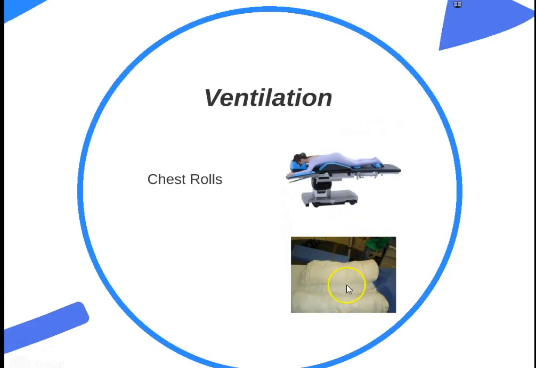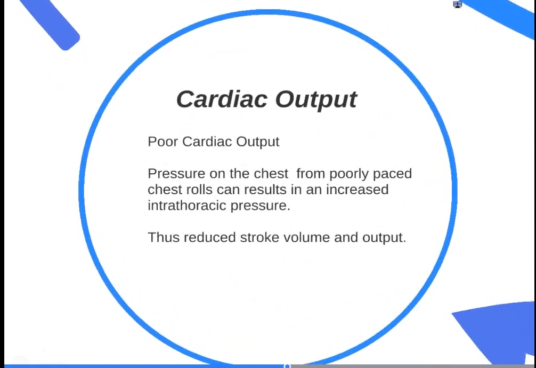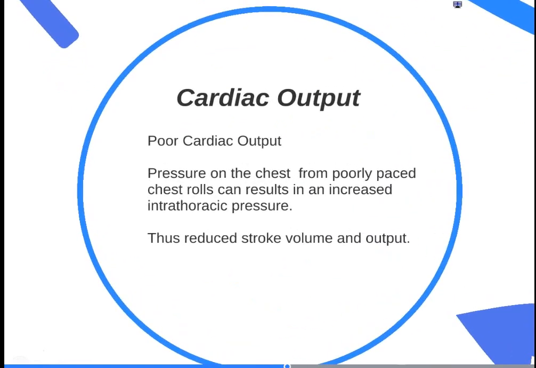If these are too close together, it will make it difficult to ventilate, and it's going to make a harder cardiac output. You're going to have a shunting of the blood up, and the heart has to work harder to push out. Just a little side note, I know it's not nerve damage, but just a positioning concern. I'll try to stick with the theme of nerve damage here. So the poor cardiac output, pressure on the chest from poorly placed chest rolls can result in an increased intrathoracic pressure, thus reduced stroke volume and output.